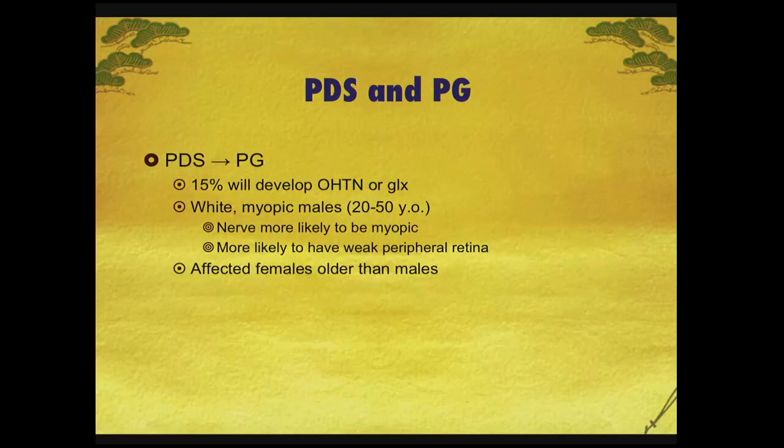So pigment dispersion, 15% will develop ocular hypertension or glaucoma. The typical patient is a white myopic male, and the thing to remember about that is if you want to start pilocarpine on these patients, you really need to do a good retinal examination because they're highly myopic. The pilocarpine may predispose them to retinal detachments.